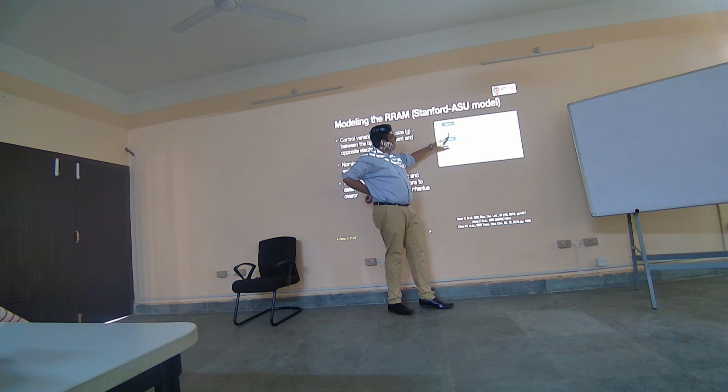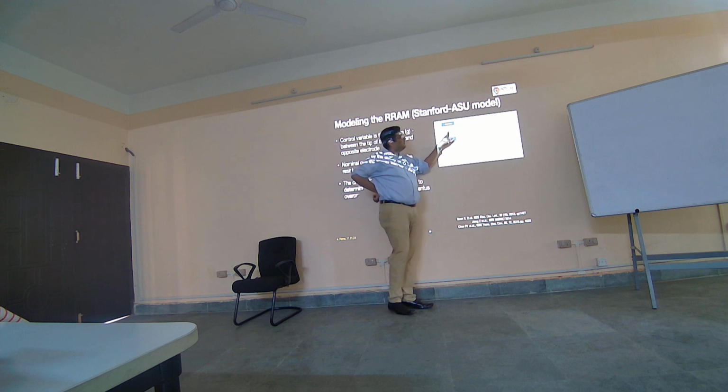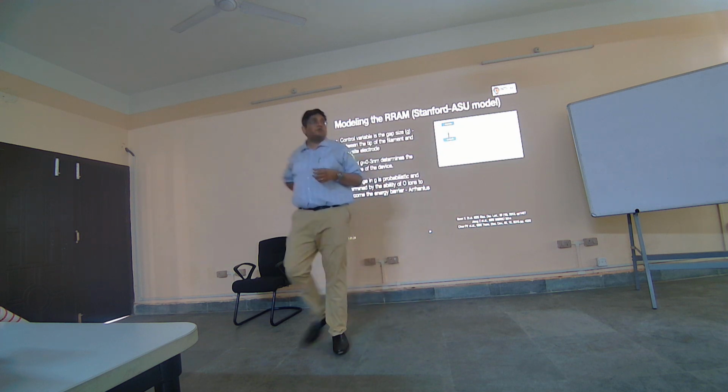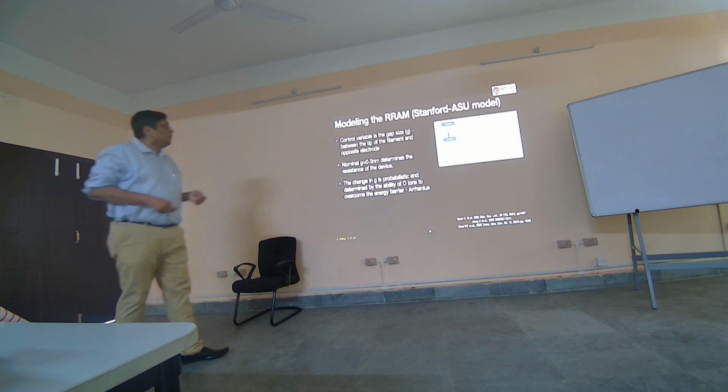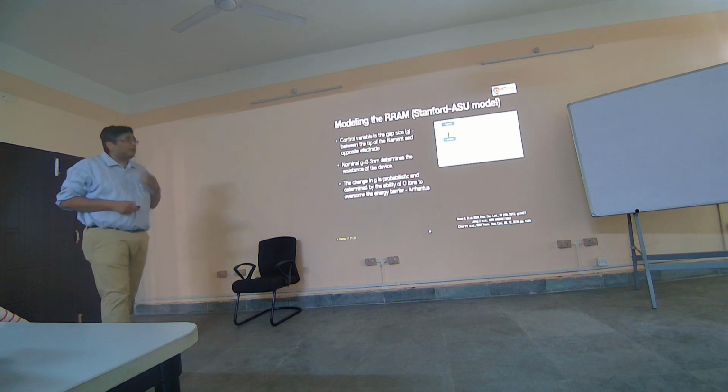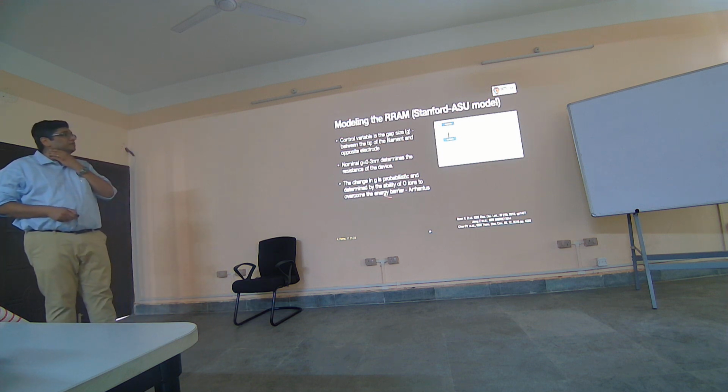And so essentially the control variable, when you're modeling the device, we use G as a control variable, and we want to see how this G changes as you apply a voltage. Nominally, G is set to around 3 nanometers, and the G is probabilistic.